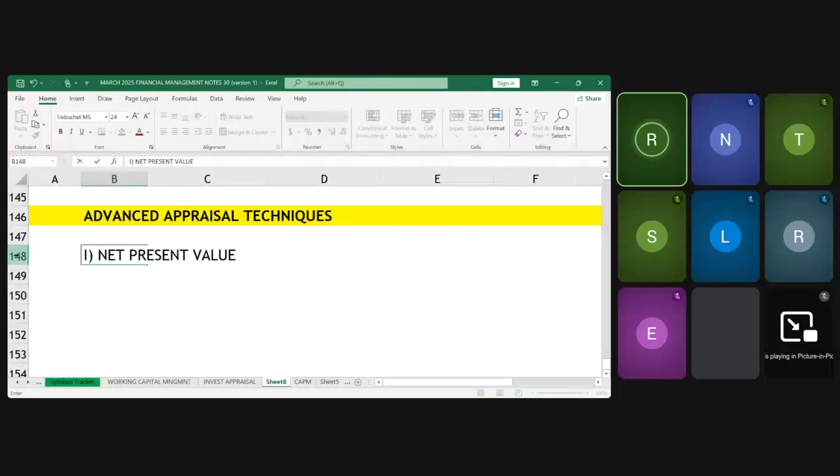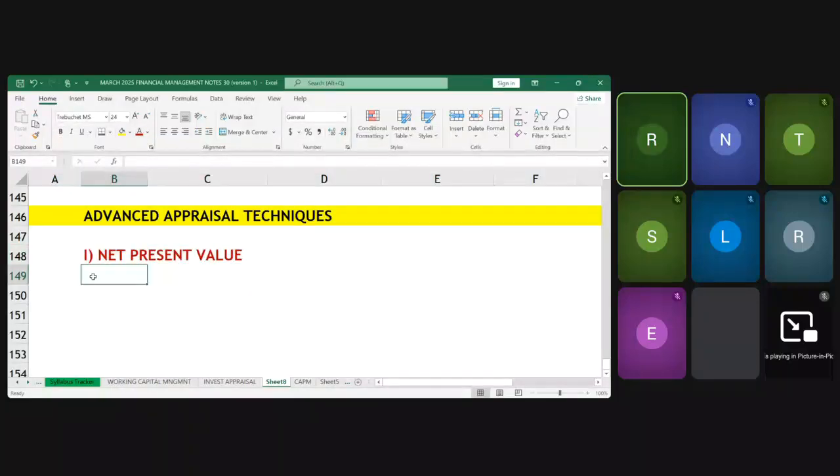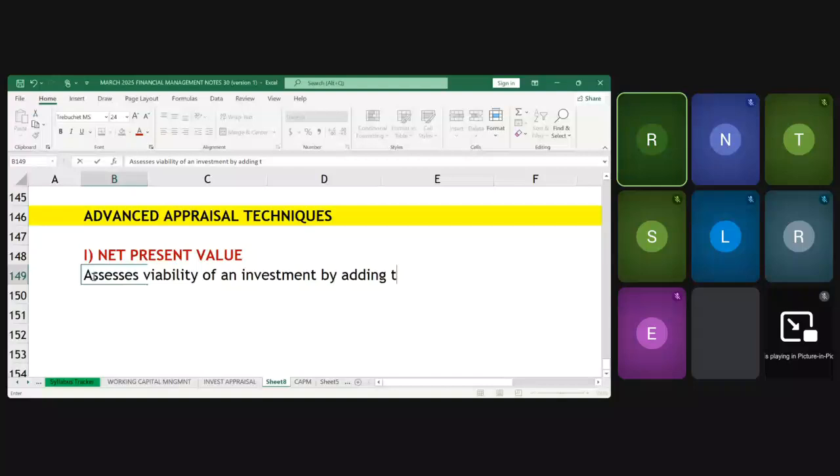Right. Net present value, sorry about that. What is net present value? NPV assesses the viability of an investment by adding two things. What are they that we add?